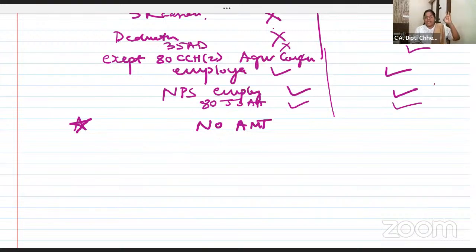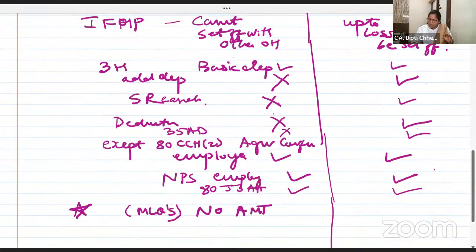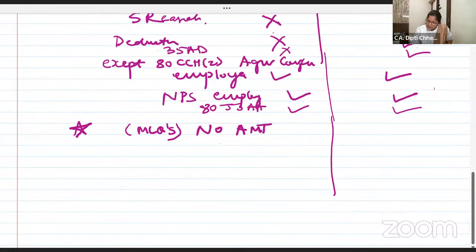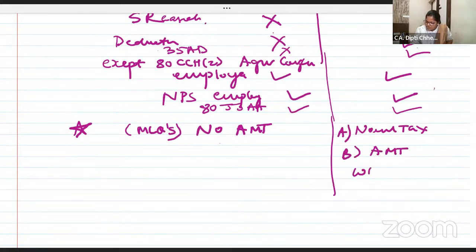Now, very important thing is no AMT. If you are going for default tax regime, you cannot opt for AMT. Basic MCQ question can be asked. Whereas if you are opting for old tax regime, that's your normal tax regime, you have to compare the normal tax A or the AMT B, whichever is higher you have to pay. Now for AMT, I have already recorded a separate lecture of 15 minutes.